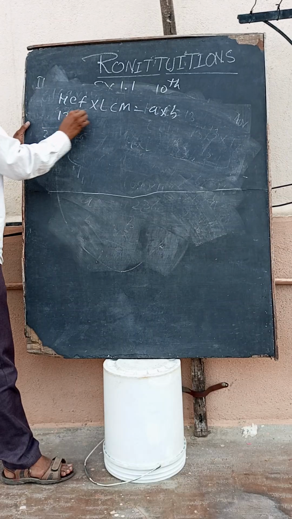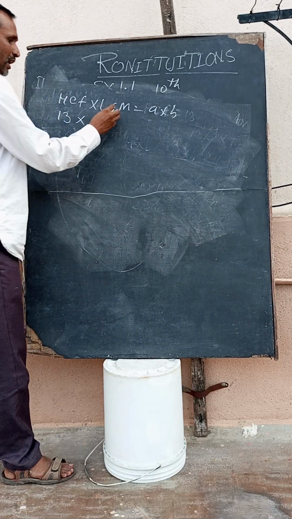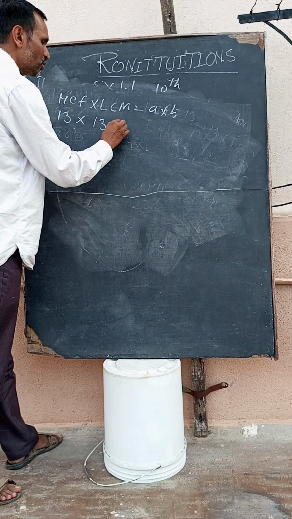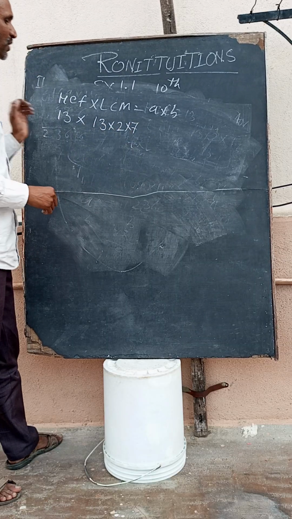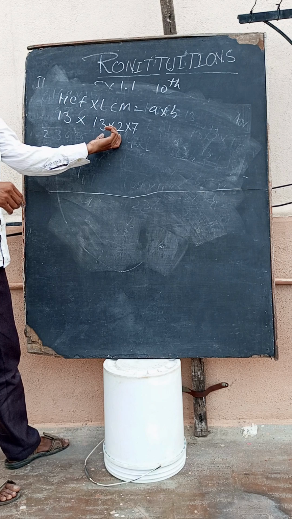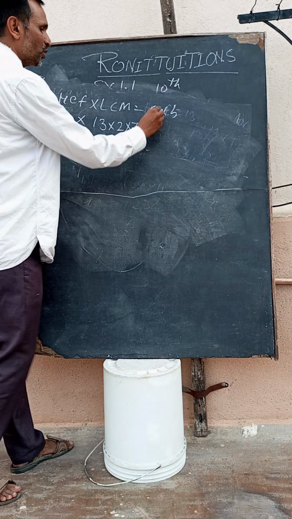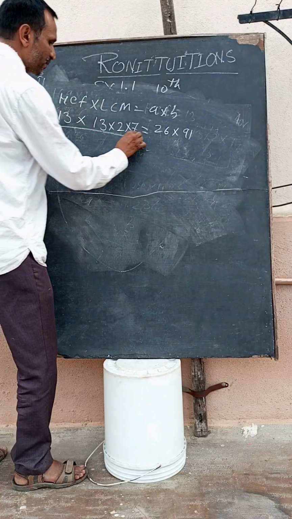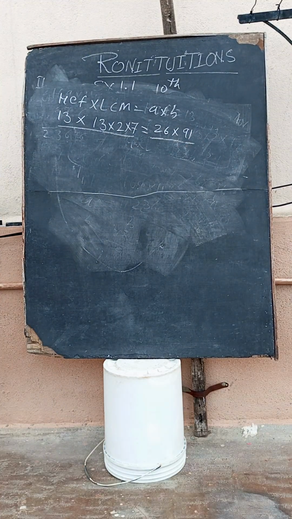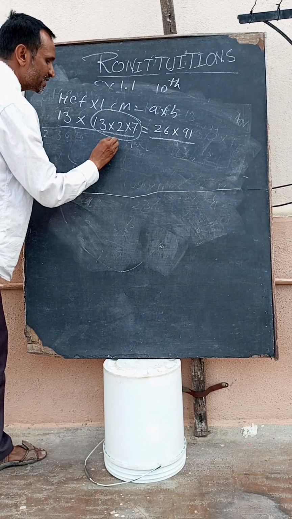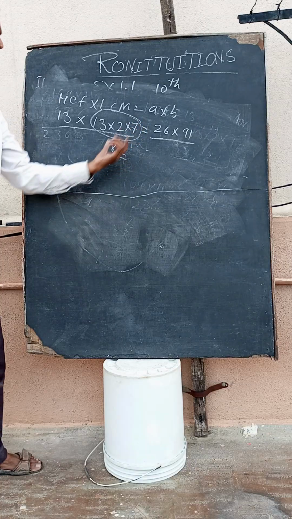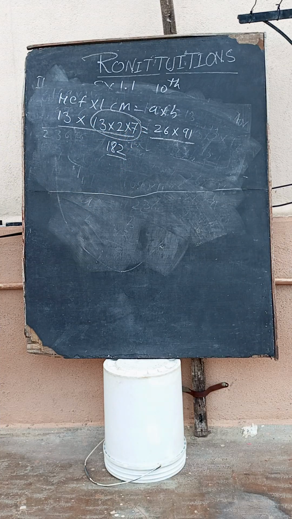HCF, how much did we get? 13. LCM, how much did we get? LCM we got 182, meaning 13 into 2 into 7. This was the LCM. 182 is equal to A, how much is there? 26, into B, how much is there? 91. If you multiply these numbers, that is the LCM, this 182. So this is the LCM of these numbers. When multiplying gives equal values, it is called the verification. It becomes the verification of this one.